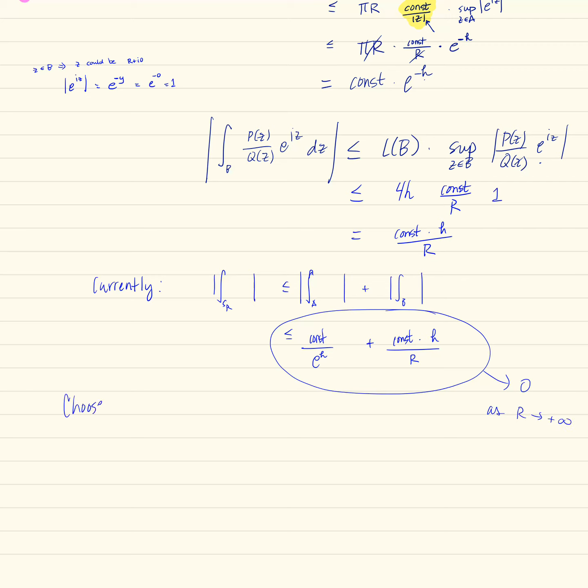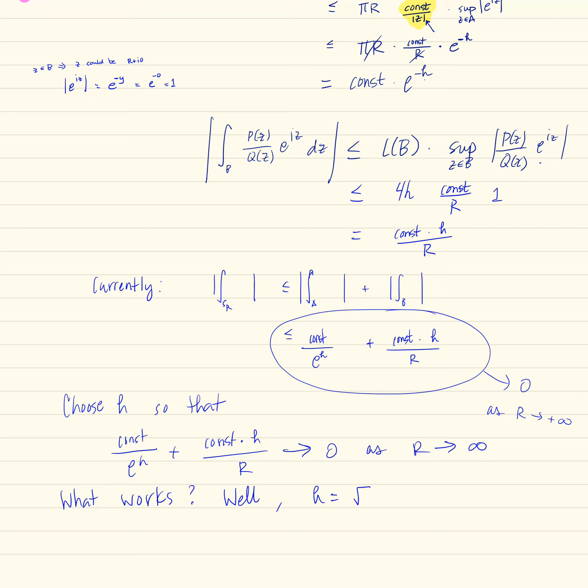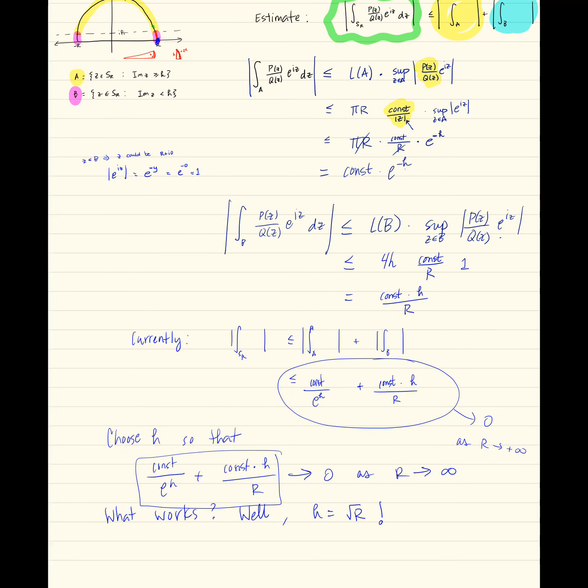So if we choose h to make this go to 0 as r goes to plus infinity, so choose h so that constant over e to the h plus constant times h over r goes to 0 as r goes to infinity. What works? Well, how about h equal to square root of r? That'll work, right? So if h is equal to square root of r, then this is going to 0. So we get that our integral goes to 0. Does that make sense?